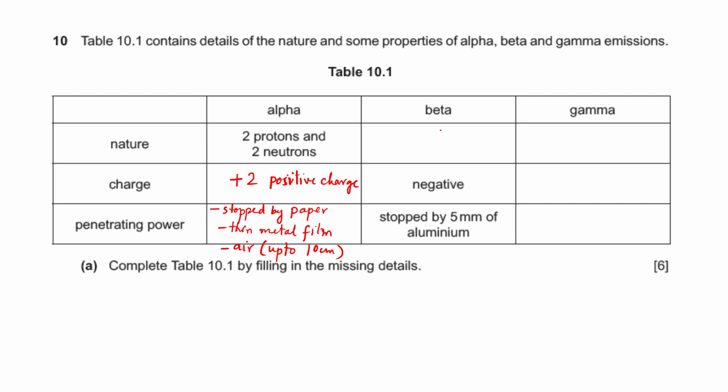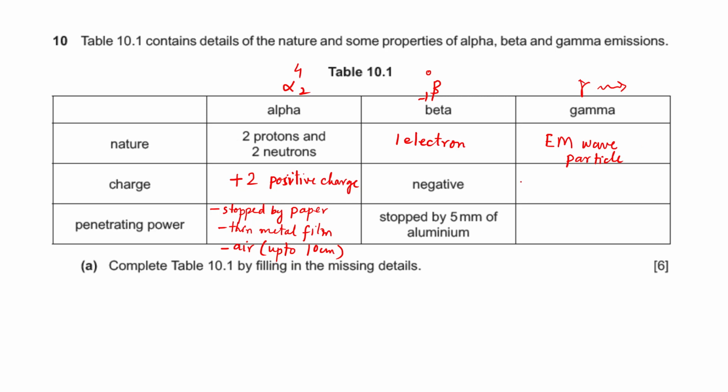So beta particle is an electron. Remember, alpha is 4 2, beta is 0 minus 1, and gamma as such. These are the symbols. So beta particle is one electron, and gamma particle is an electromagnetic wave particle. You can say wave or wave particle.